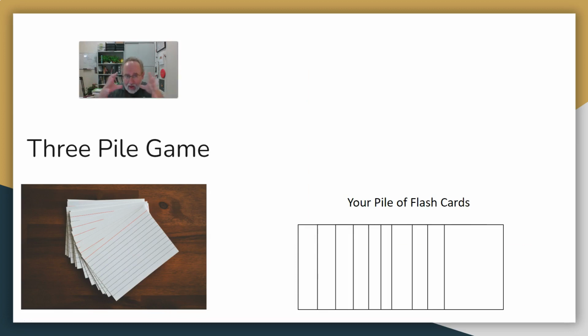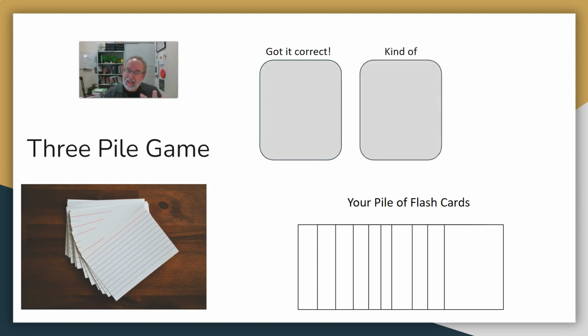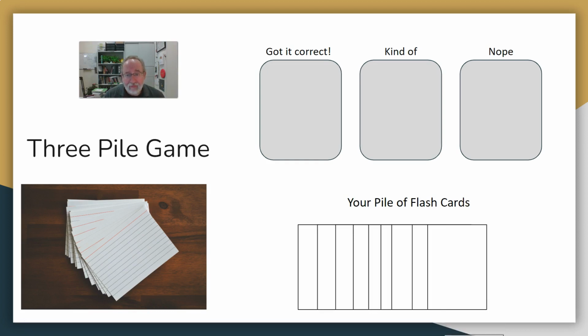So you take your pile of flashcards, and you get three categories: you got it correct; kind of got it, meaning you kind of got it but you didn't fully nail it; or nope, I have no idea what this one is. So what you do is you take your pile of flashcards, shuffle them up, take one of the flashcards and quiz yourself on it.